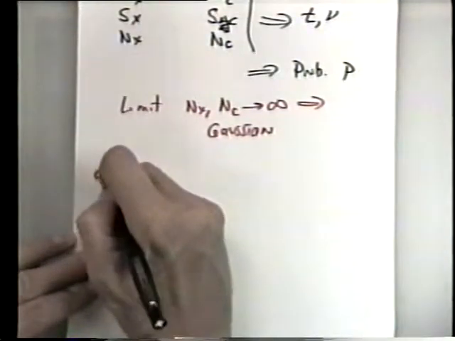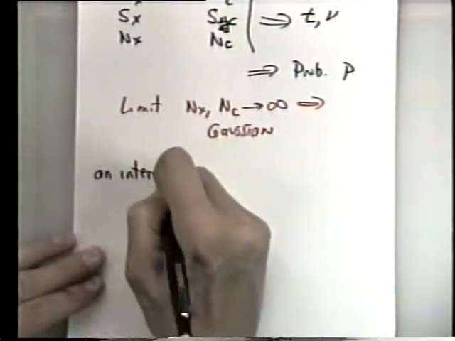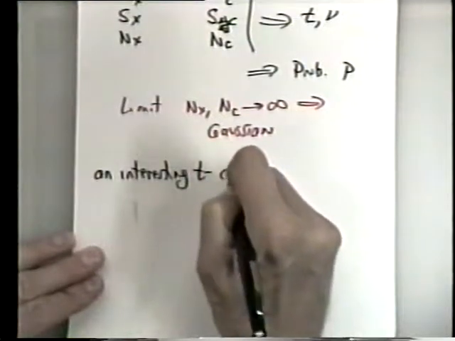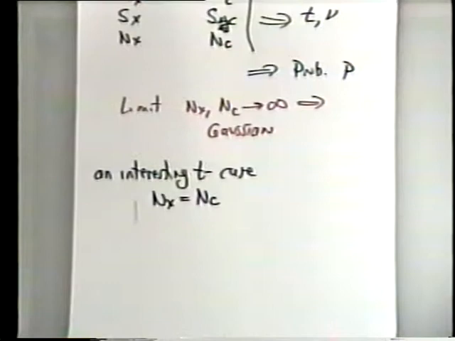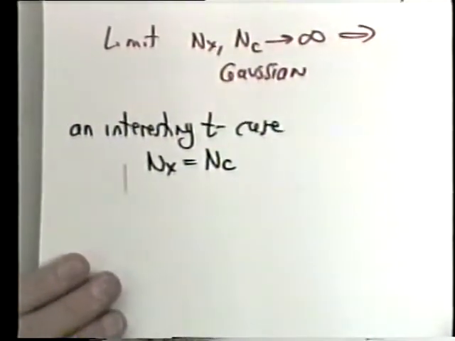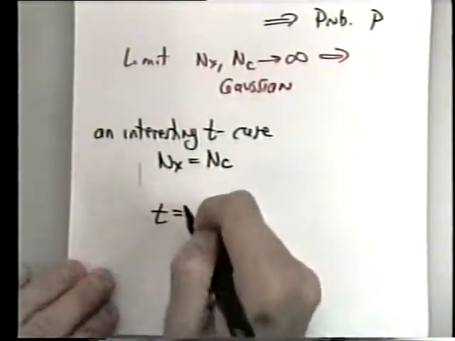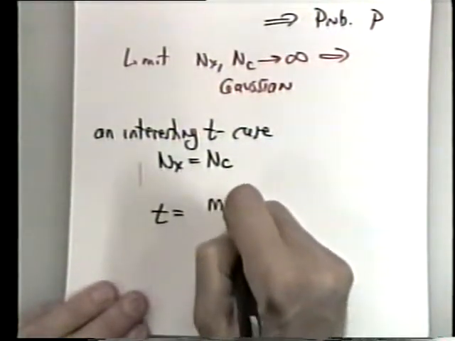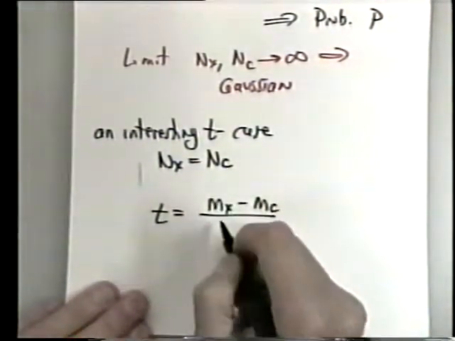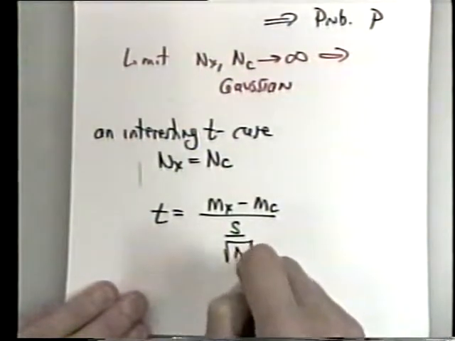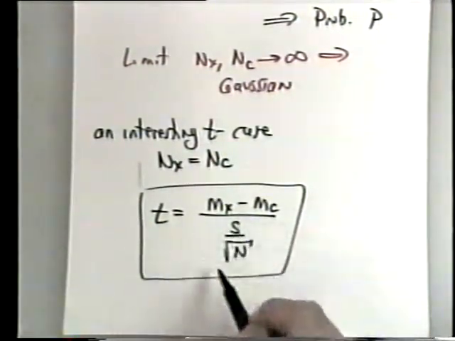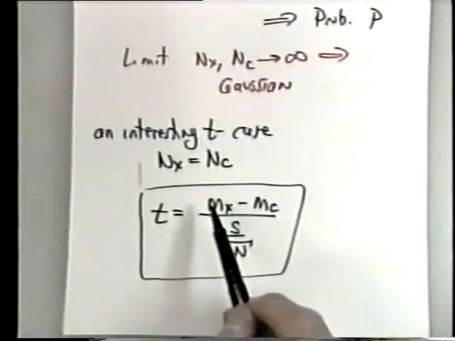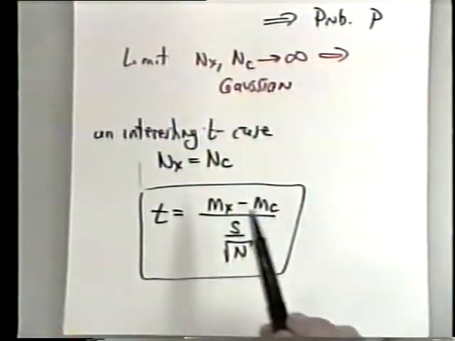An interesting t case is the case where we have the same amount of data in the experimental and control groups. In this case, you can show by going through the calculation that the t statistic turns out to be the difference divided by s over the square root of n, where s is the standard deviation. Again, this is like the estimate of the standard error of the mean. So this is the difference between the mean of the experiment and control divided by the standard error of the mean.